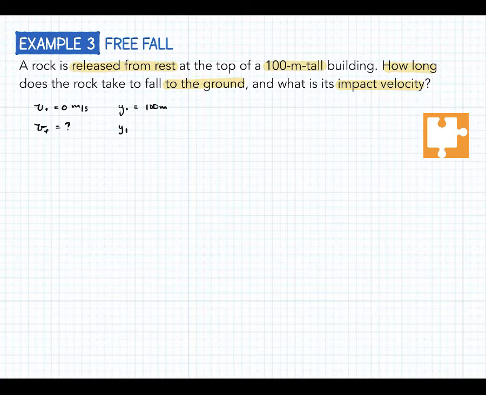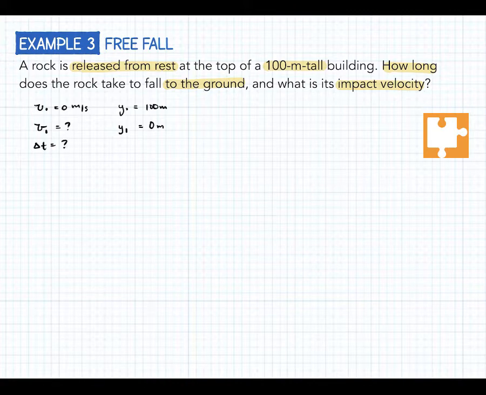Actually, let's call v final v1 instead of v final. Because remember, like in other problems, we may not have just 2 points. We could have more than 2. We could have 1, 2, 3, 4. Lots of subnotations, but we know that v1 and y1 happen at the same point, and then the ground is at 0 meters, and we're also looking for the time interval.